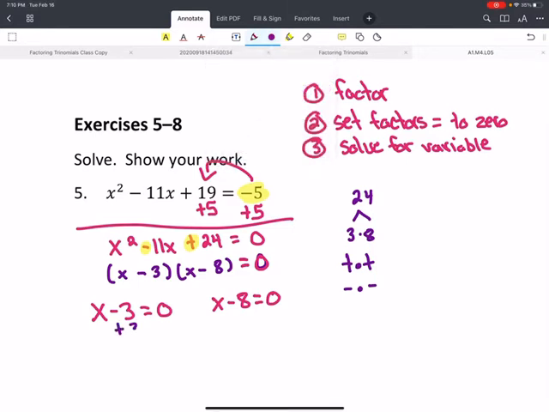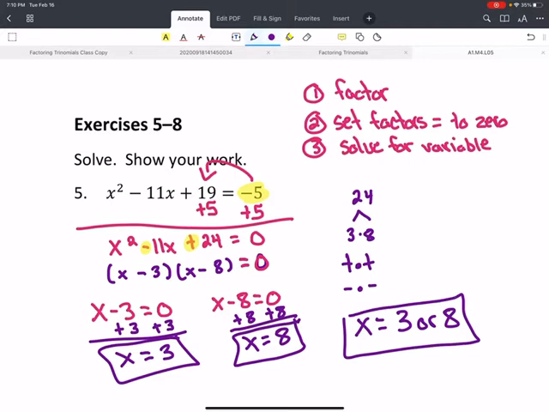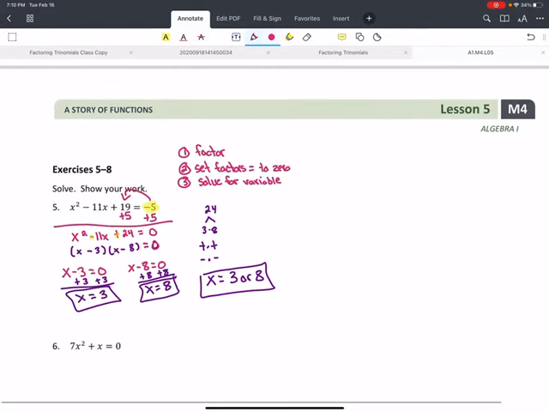So I can do that by adding 3 to both sides. I get x equals 3. Here I can add 8 to both sides. I get x equals 8. So my answer here would be x equals 3 or 8. Guys, you can write it like this and leave it like this for now if you want, or you can put it like that for now. All right, let's try another one.